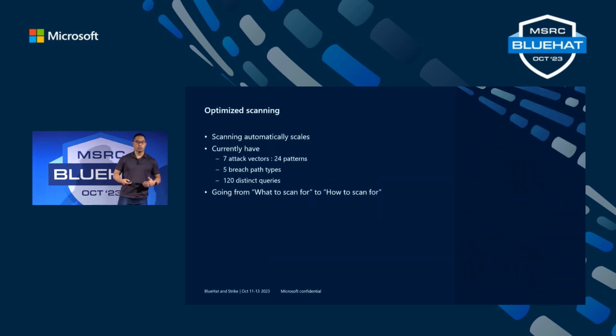With our current service, where we're at right now is we have 7 attack vectors, 7 TTPs. That's still a growing list. It yields 24 patterns. We're focusing on 5 different breach path types, and that means there's 120 different queries that we're running. What we're trying to move towards right now is moving away from saying I want to look for this specific breach path or this specific vulnerability, and telling the systems these are things that you need to be aware of. These are the puzzle pieces that attackers commonly use. I want you to put it together, figure everything out, and then tell me what my issues are. So we're moving away from what are we actually scanning for to how do we scan for this.